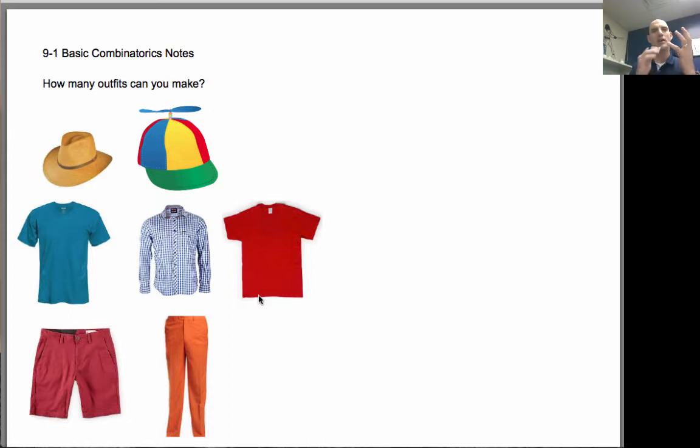And so this basic problem here, I'm going to put a couple of limitations on it. Number one, you must pick one from each category. Okay, and I guess I could say only one, meaning that you can't put on two shirts, okay? You can't put on the shorts over the pants or two hats.